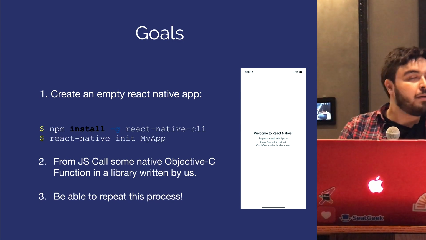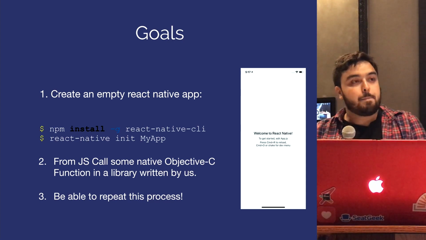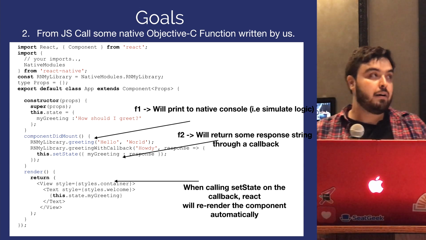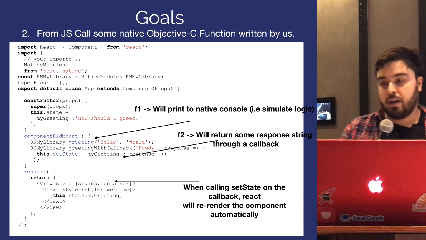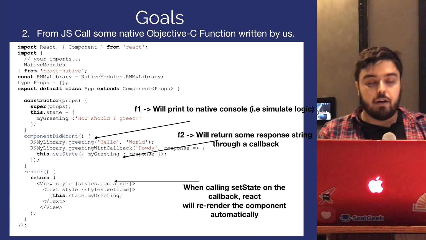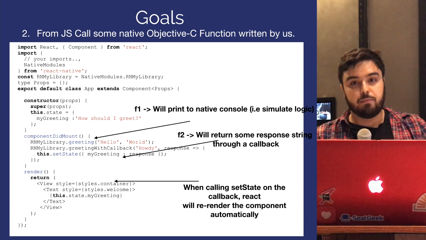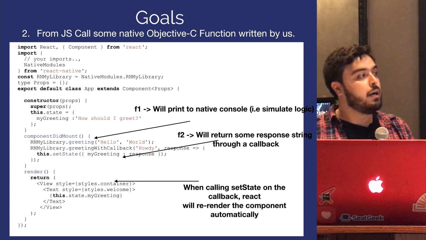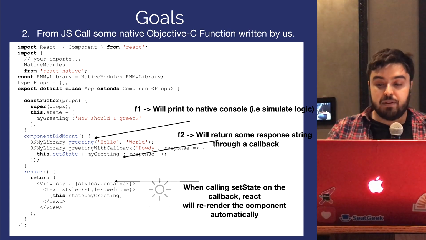So before we dive into the code, I'd like to define what our task is today. Given an empty React Native app that you can create on your computer by running these two commands, this is running on the XCode simulator. And we would like our JavaScript code to talk to some native code in Objective-C, but it could as well be Java for Android. And then we also want to be able to repeat this process.